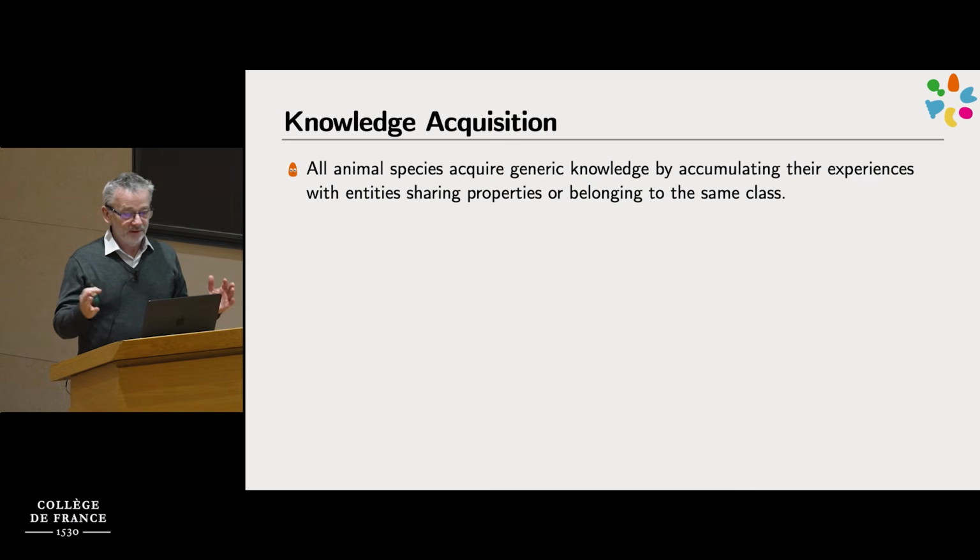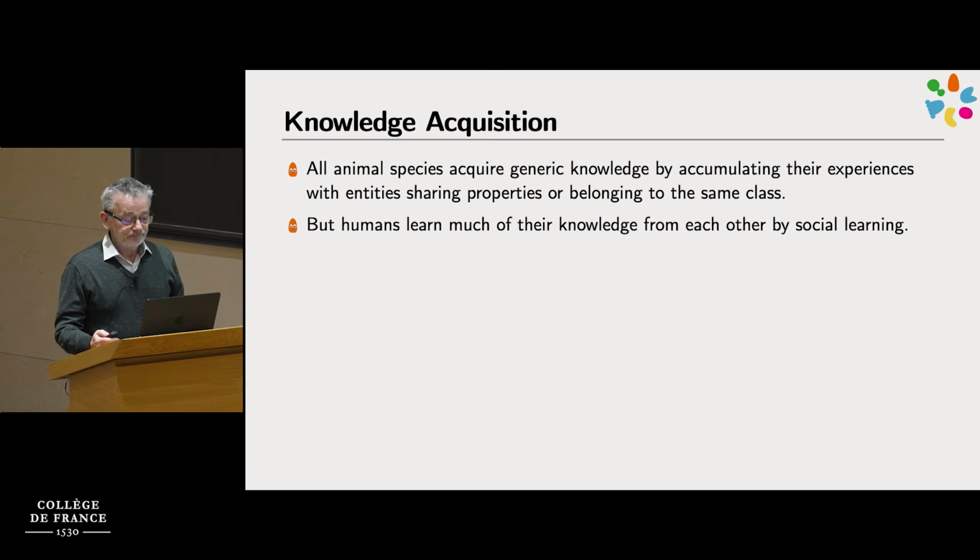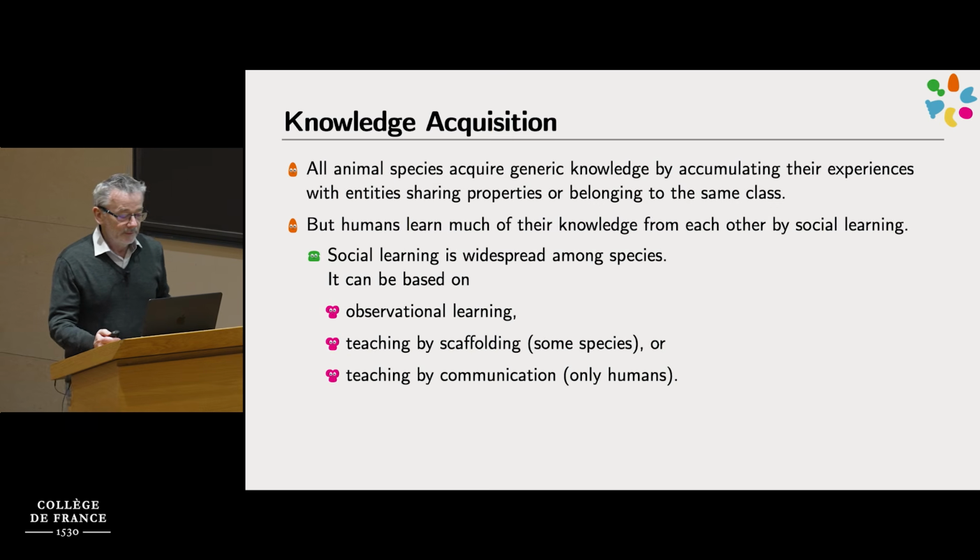All right. So humans, just like all kinds of animal species, acquire generic knowledge by accumulating their experiences with various kinds of entities that share properties or belong to the same class, just collecting information about them and gradually accumulating information about them. But humans learn much of their knowledge, one would say even most of their knowledge, from each other by social learning, not just by individual learning.